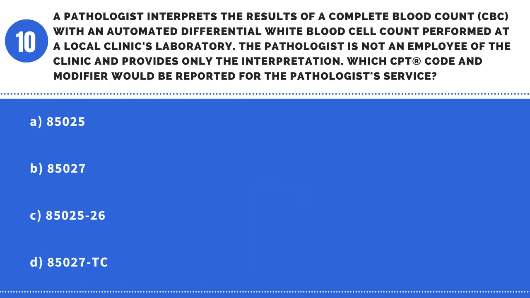Question 10. A pathologist interprets the results of a complete blood count, CBC, with an automated differential white blood cell count performed at a local clinic's laboratory. The pathologist is not an employee of the clinic and provides only the interpretation. Which CPT code and modifier would be reported for the pathologist's service? A. 85025. B. 85027. C. 85025-26. D. 85027-TC.